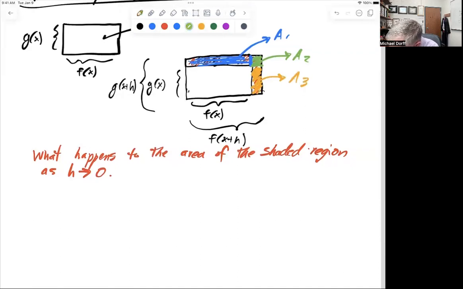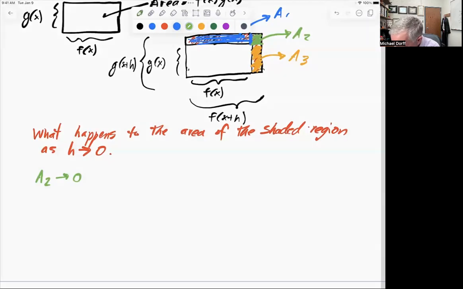So first of all, area 2. Now, area 2 has a couple of h's involved. It has an h from f, the f of x plus h, and it has the g of x plus h. So it has kind of two parts of h's there. And as the green area gets smaller and smaller, it's going to dissolve into a point. And that's really not going to affect the total area of the shaded region as h goes to 0. So we can just kind of say intuitively that this is going to go to 0 as we do that.